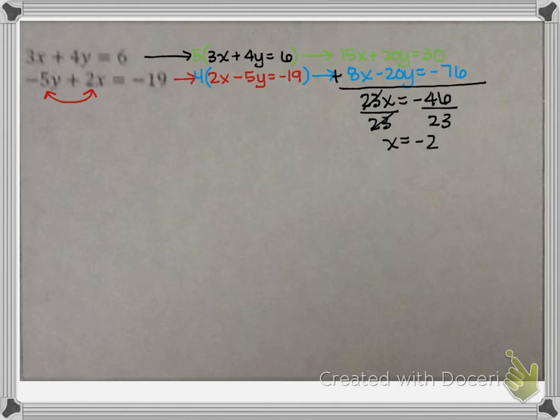Now go back to the original equations, pick the one that you like the best. I think I'm going to choose the very first one only because the numbers are smaller. And I don't have to think about reorganizing it, I just need to make sure that I can plug stuff in where it belongs. So that's going to give me 3x plus 4y is equal to 6. All right, everywhere I see an x, I'm going to plug in a negative 2.